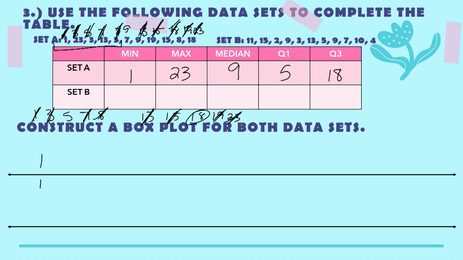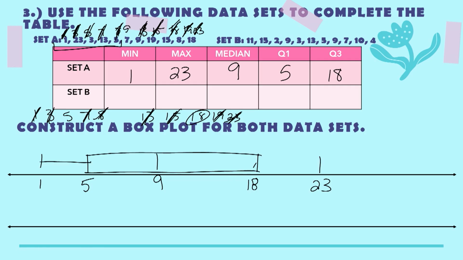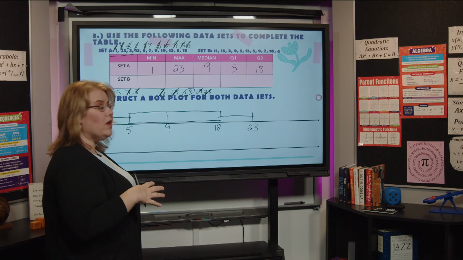All right, so let's go ahead and graph this. So I've got 1, I've got 23, whoops. I've got 23, my Q1 is 5, my median is 9, and my Q3 is 18. So it's going to look something similar to that.